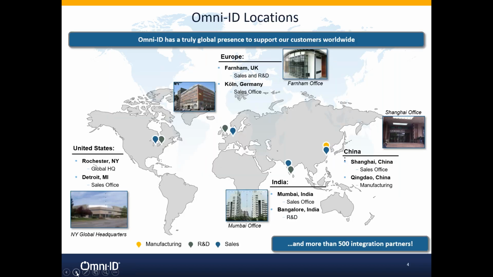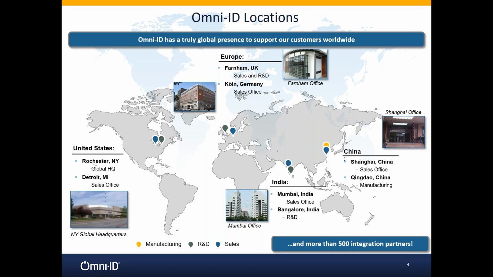Another key thing to know about Omni-ID, if you didn't know this about us, you probably should. We are a global company, operations on all the major continents around the world. I'm broadcasting today from our Rochester, New York headquarters. We also have an important sales and support office in Detroit with many of our customers there. In Europe, we do a lot of our RF design and our key scientists for materials out of the UK, just outside of London in Farnham. And we also have a sales and support office in Germany as well, in Cologne.